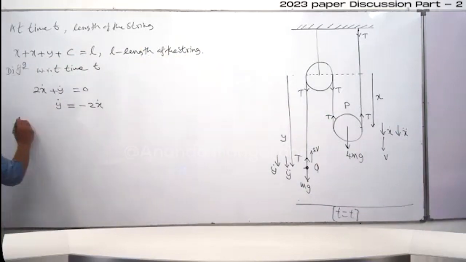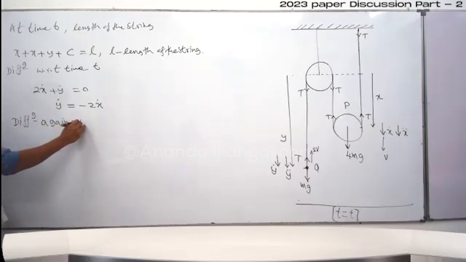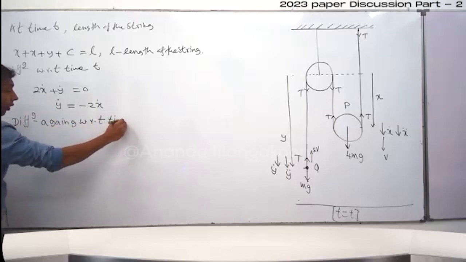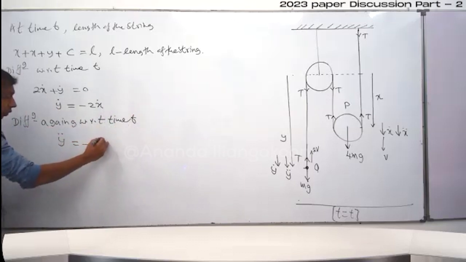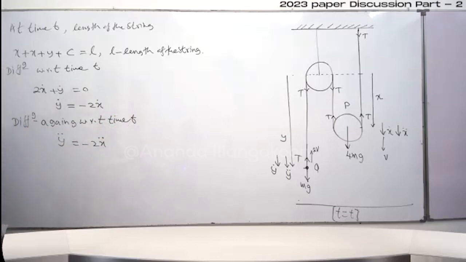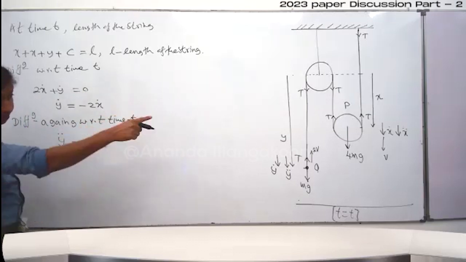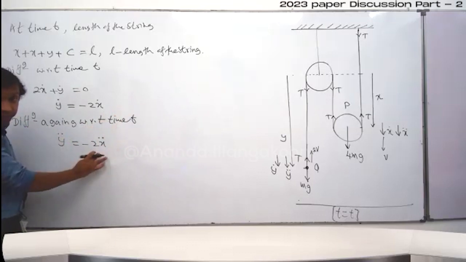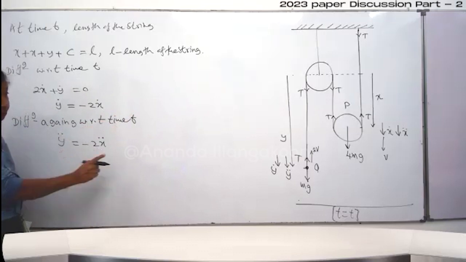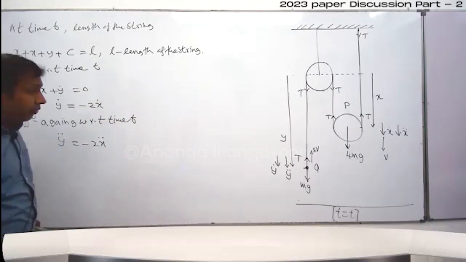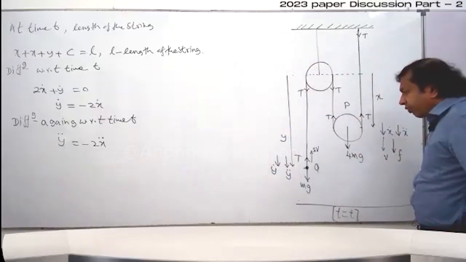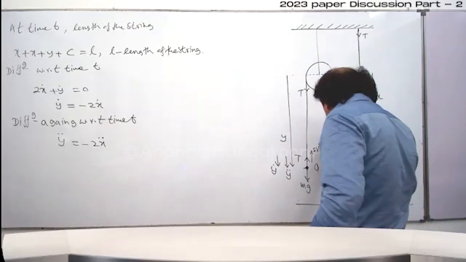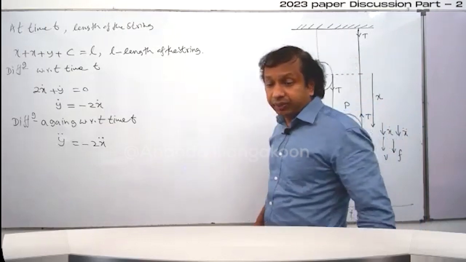Okay. Differentiating again with respect to time t, this will be y double dot is equal to minus 2 x double dot. What do you mean by that, people? If the acceleration of p is x double dot, multiply that by 2, we get the acceleration of q. So that means if we take the acceleration of p downward as f, the acceleration of q is upward 2f. Understand? This is what it says.